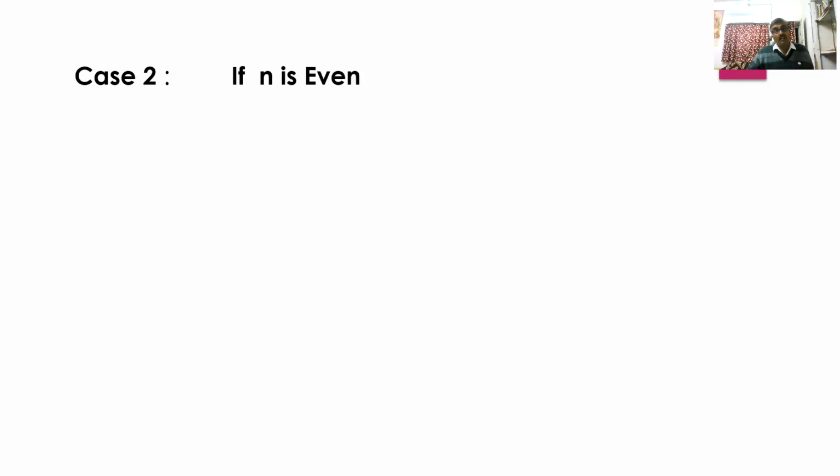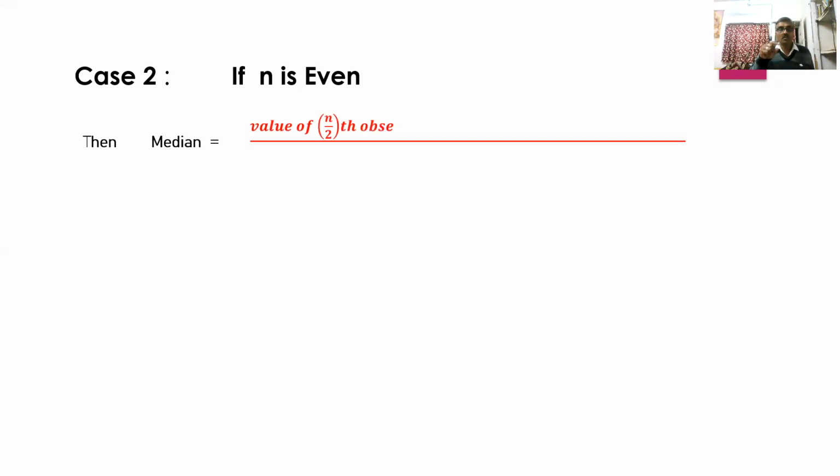If the number of terms is even, in the last case we talked about the number of terms being odd. Now we will talk about when the number of terms is even. Then the median will be what? Median will be the mean of the value of the n by 2th observation plus the value of the (n by 2 plus 1)th observation. ठीक है? That means what? Divided by 2. Mean कैसे निकालते हैं? Divided by 2. Number of terms, अगर number of terms 2 हैं तो divided by 2.